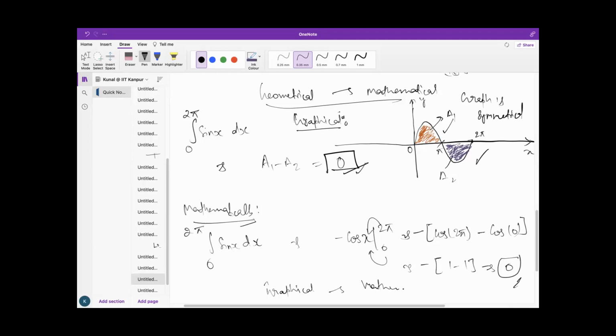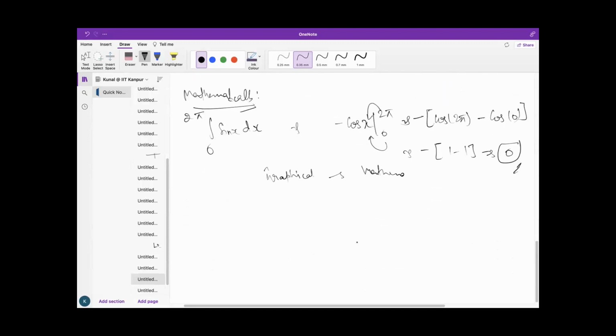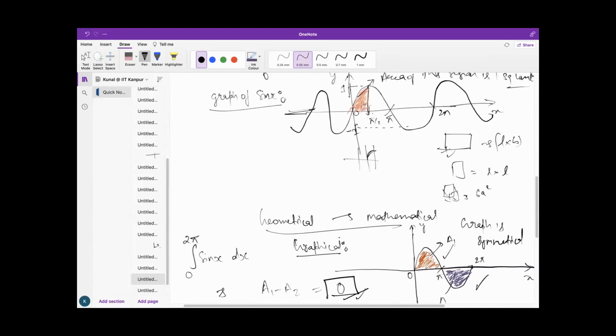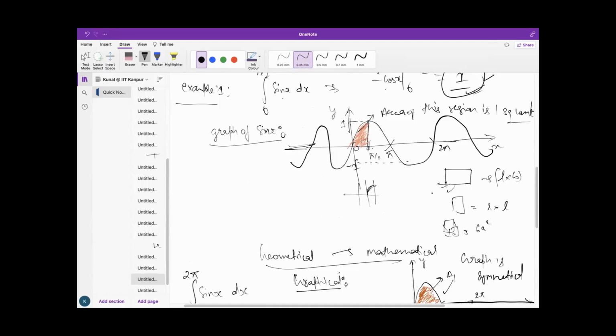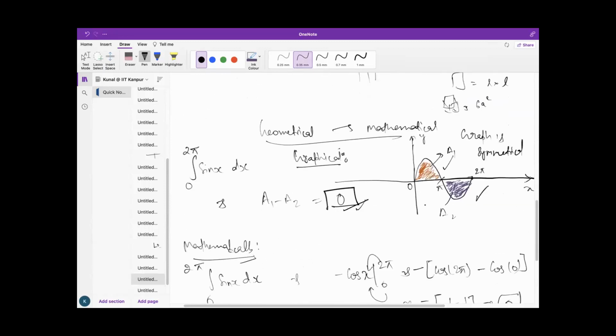Both were valid, and I showed you what both represent, right? I hope you'll all understand. So let me make some things clear. Mathematically to graphically and graph to math, both were the same.